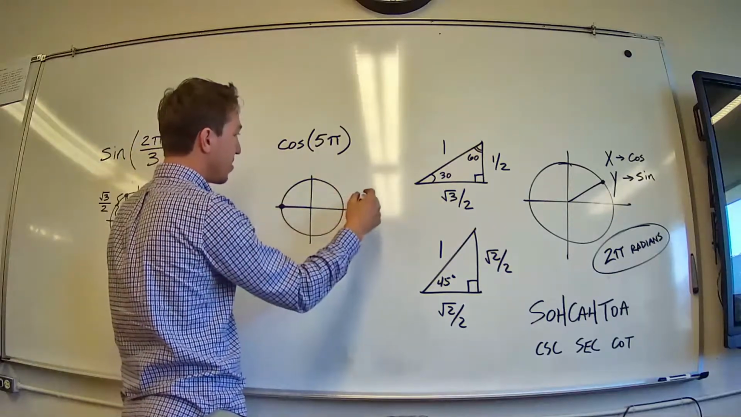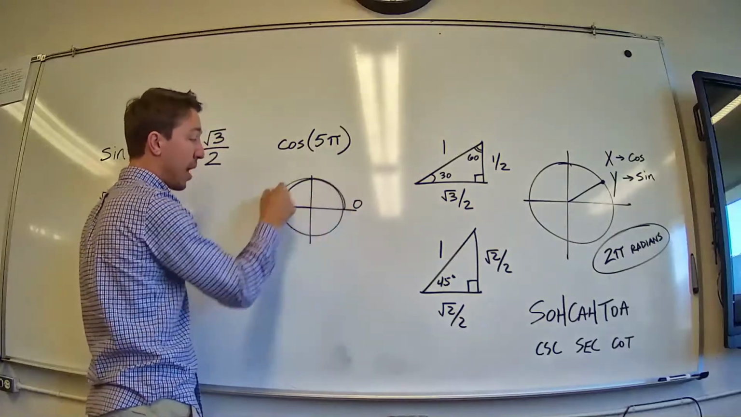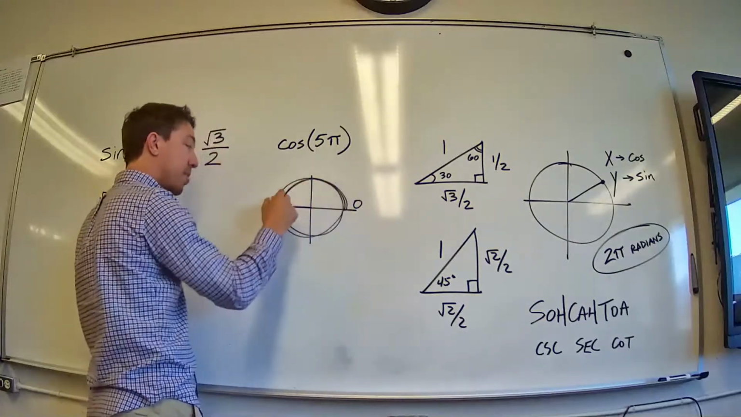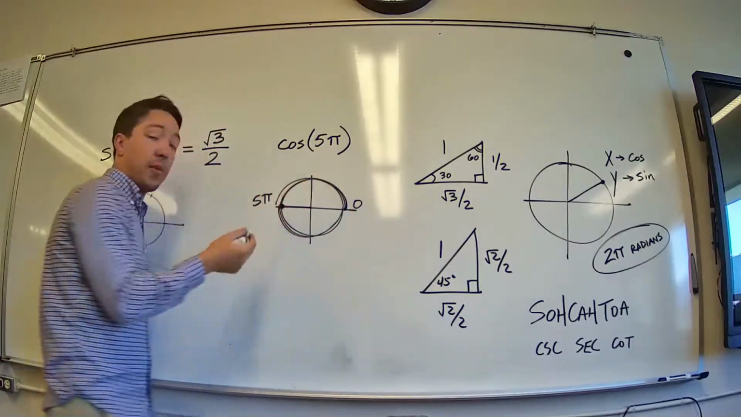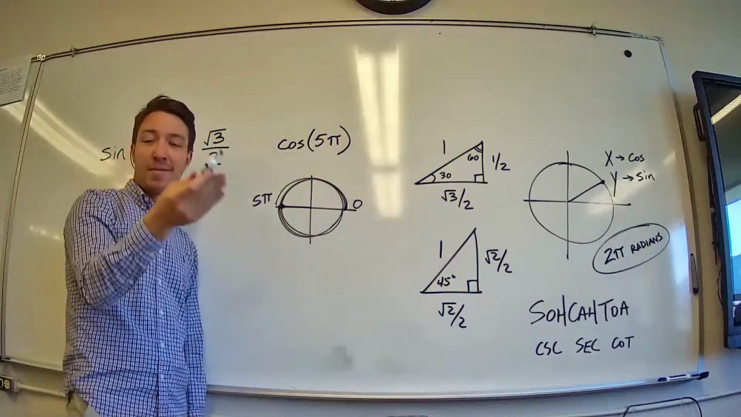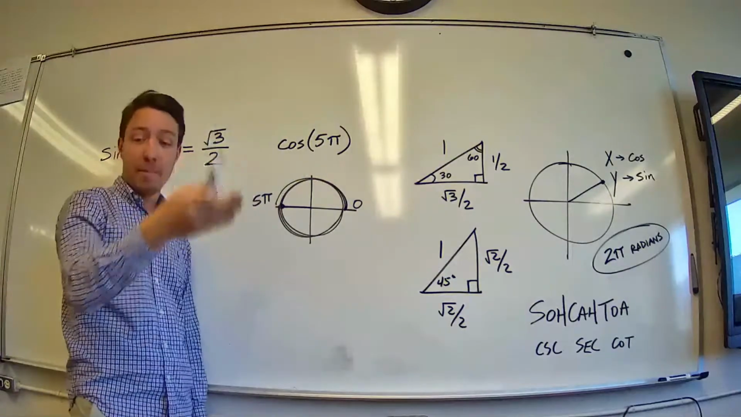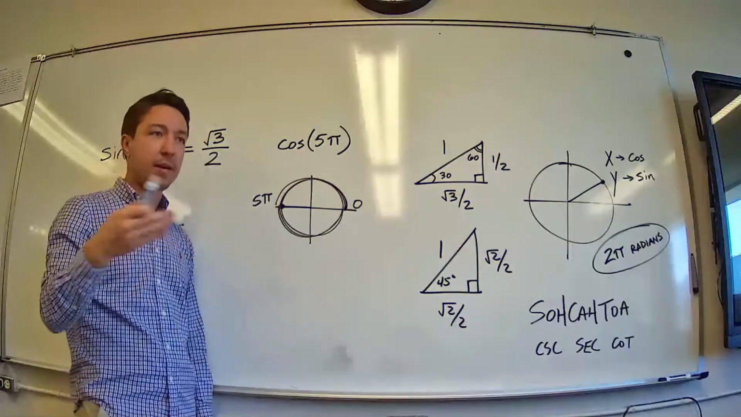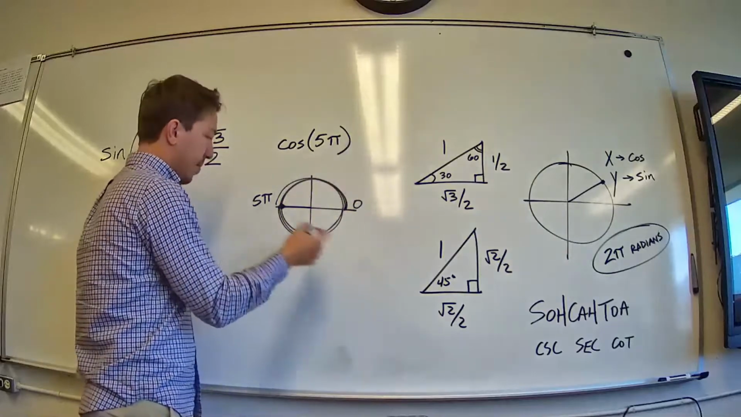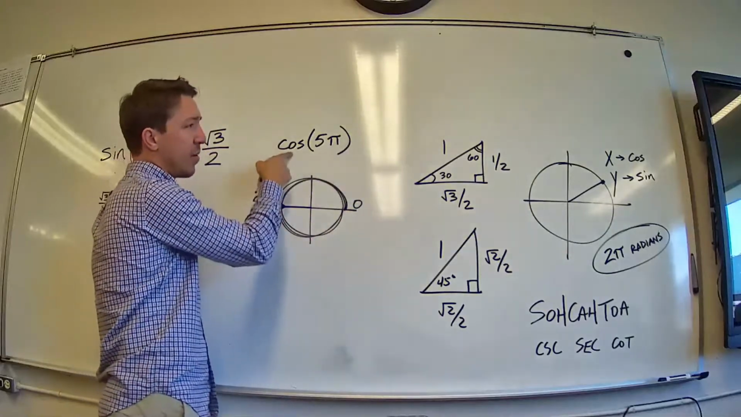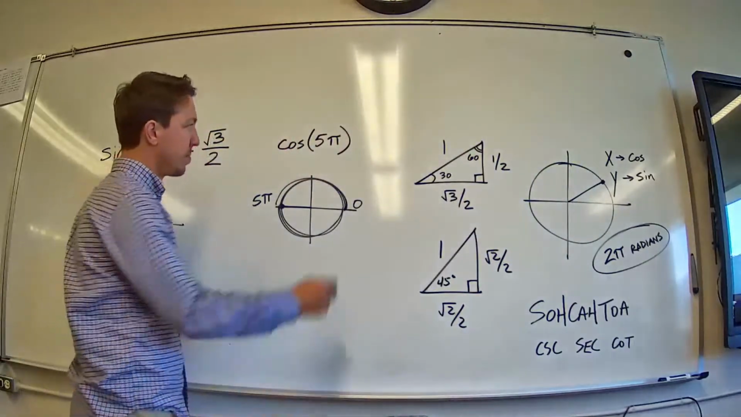So this is 0, right? Starting here, you go pi, 2 pi, 3 pi, 4 pi, 5 pi. By the way, wouldn't any odd multiple of pi just end up in the same spot? 1 pi or 3 pi or 5 pi or 7 pi or 9 pi, right? Where all the even multiples would end up here. So for cosine, I want to know what's the x value of where I landed.